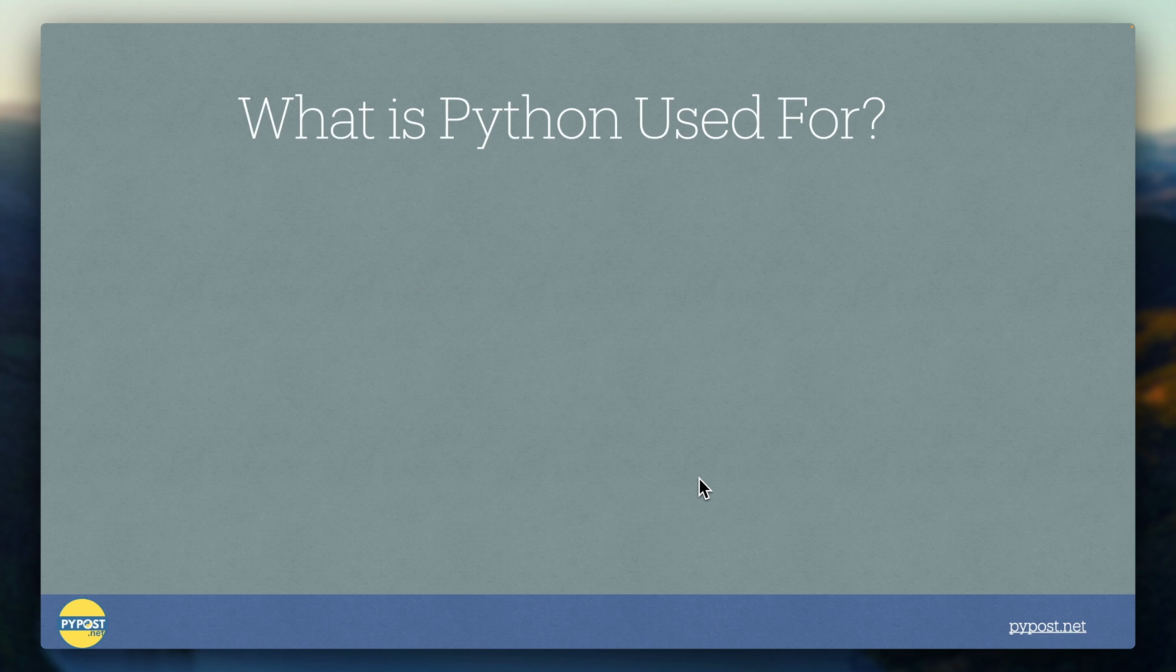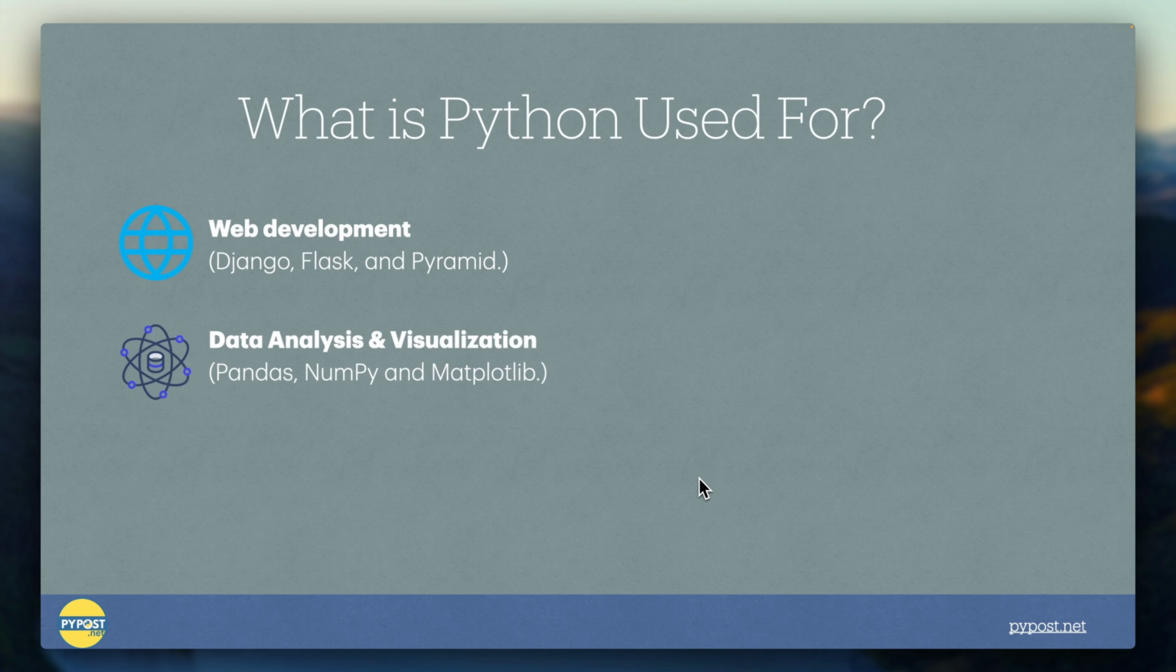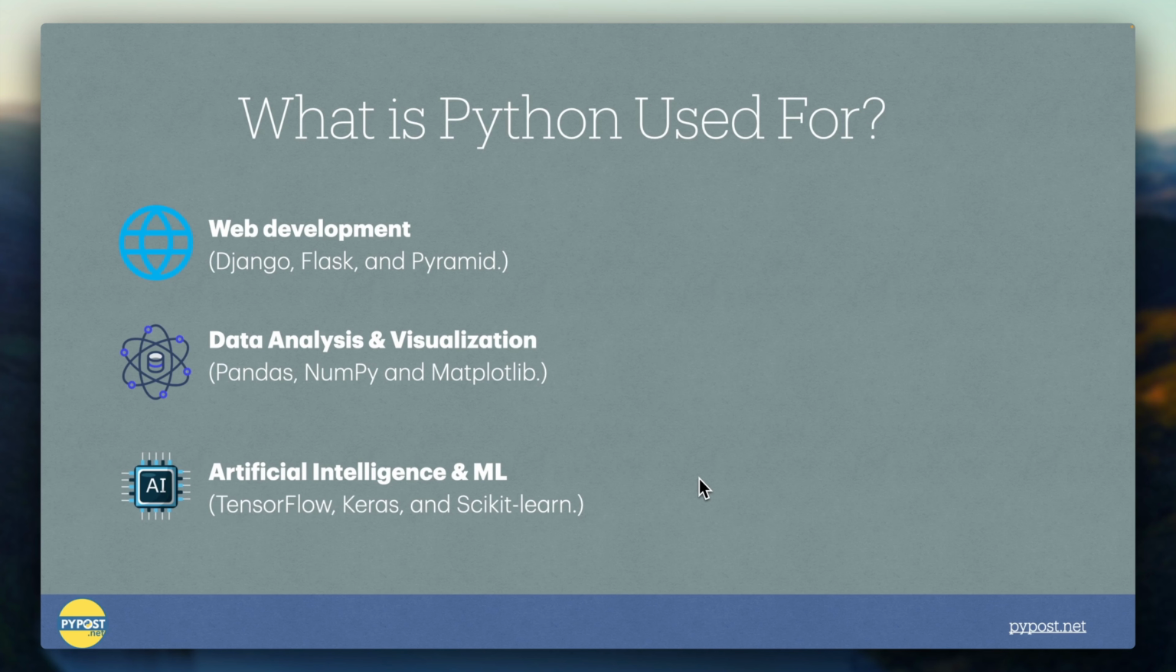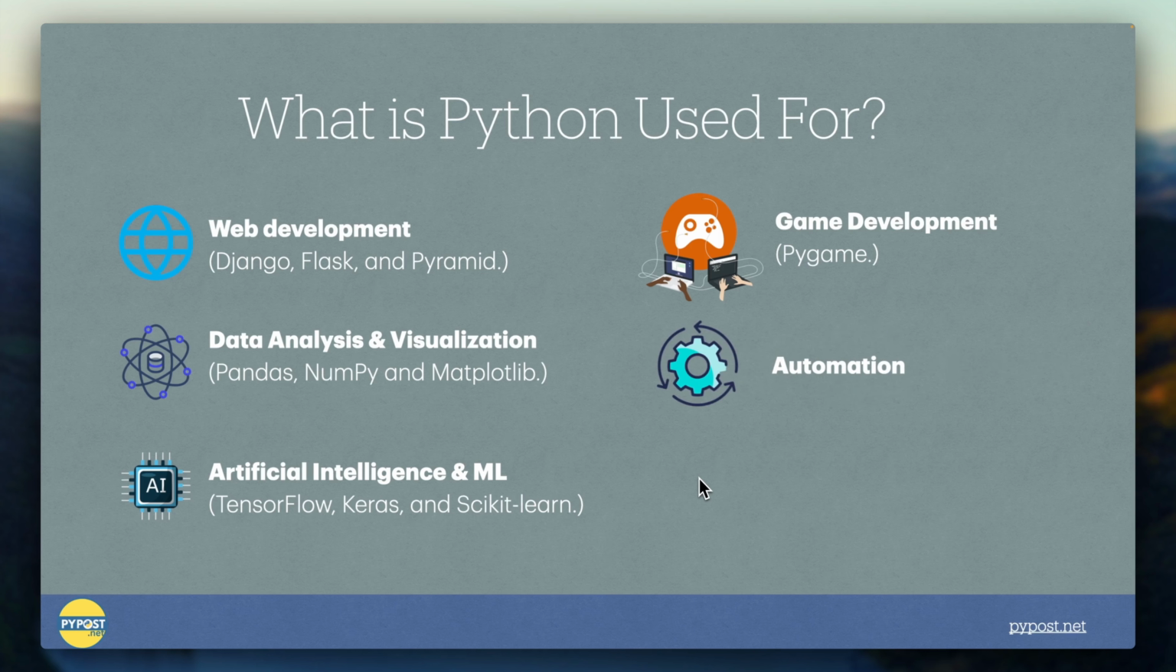What is Python used for? Python is used in web development with frameworks such as Django, Flask, and Pyramid. It's also used in data analysis and visualization with libraries such as Pandas, NumPy, and Matplotlib. Python is also great for artificial intelligence, game development, and automation. And if you're a scientist, you probably have come across Python doing scientific computing.